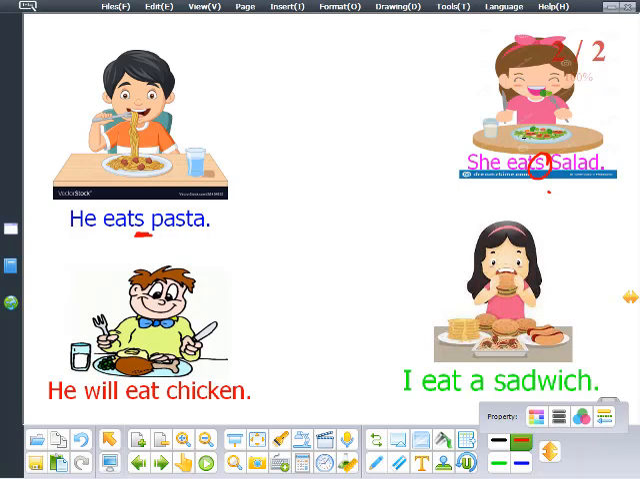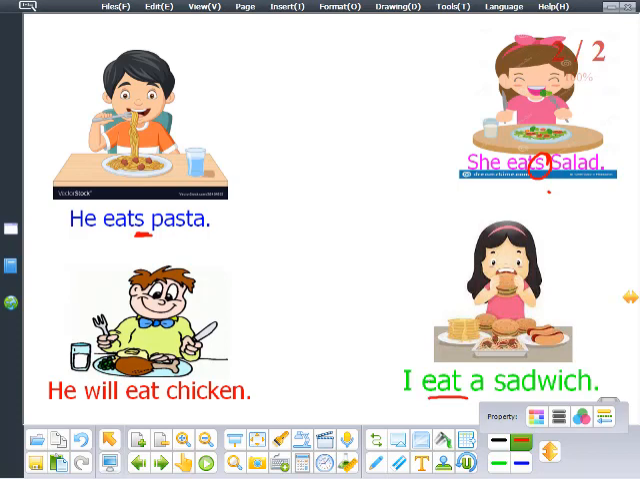But when I talk about myself, when I eat right now, I say I eat or I eats? No, I eat. Is there any S here? No, there's no S here. So I say I eat a sandwich. I say I eat a sandwich because I talk about myself. There's no S with I. So I say I eat.